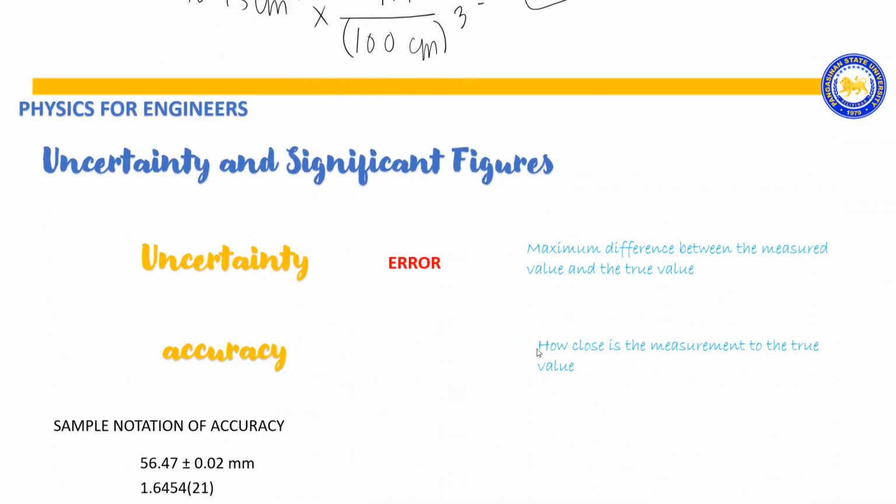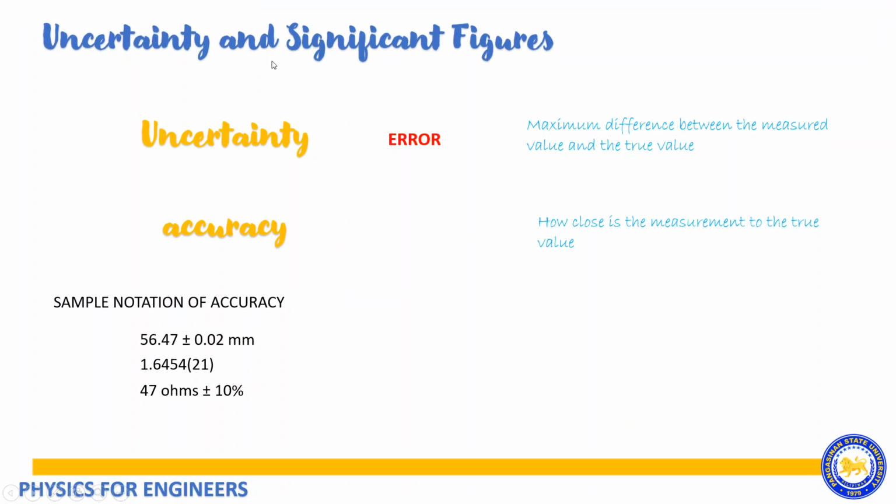Okay. So uncertainty and significant figures. When we say uncertainty, it is the maximum difference between the measured value and the true value. Or in other words, ito po yung tinatawag nating error. Okay? Pag sinabi naman nating accuracy, it is how close is the measurement to the true value. Kumbaga, kung gaano ka-accurate or kung gaano kalapit sa totoong measurement.